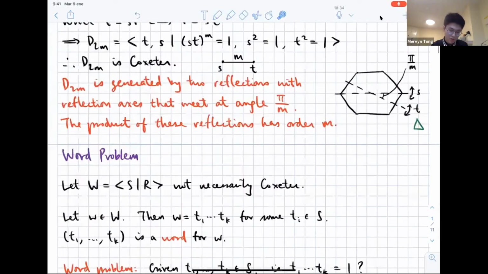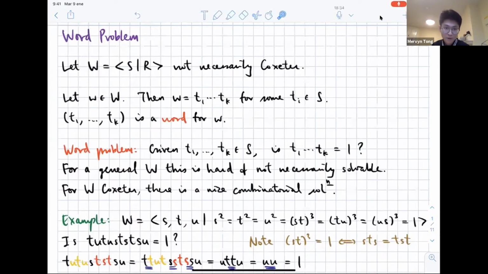But briefly, I'll digress to a more general problem called the word problem, which is for any group that is generated by a set S subject to some relations R, not necessarily the Coxeter kind of relations. For any little w in capital W, we can write it as T1 up to Tk for some Ti in S because W is generated by S. The k-tuple T1 up to Tk is known as a word for w. And the word problem is simply, given such a product, how can we figure out whether this product is actually just secretly the identity element?